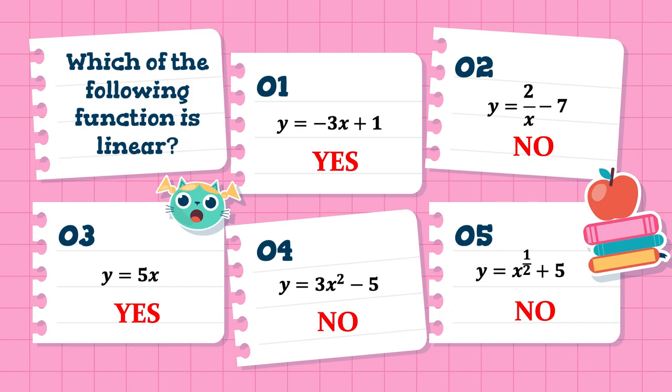So I'll repeat, to tell whether the given expression is a linear function: number 1, the graph should be a straight line. Number 2, the slope should not be equal to 0. And please do remember the degree is 1, or the highest exponent is 1.